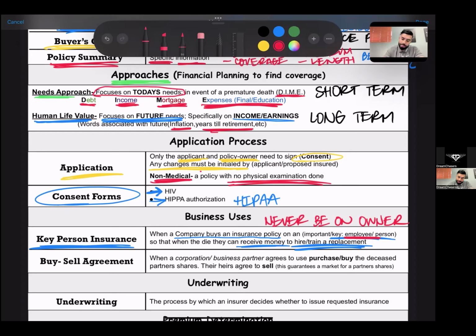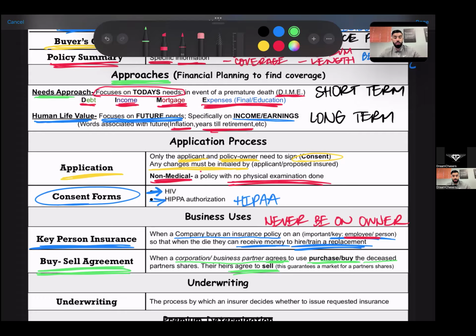Okay. Next is a buy-sell agreement. So a buy-sell agreement, it says when a corporation or business partners agree to purchase or buy the deceased partner's shares of the business, their heirs agree to sell it. So for example, let's say me and you are going to go into business together and we decide, hey, we want to buy a McDonald's. McDonald's, $1 million to start. We say, okay, well, you put in 50%, which is 500,000, and I'm going to put in 50%, 500,000. So we're 50-50 partners in the McDonald's.